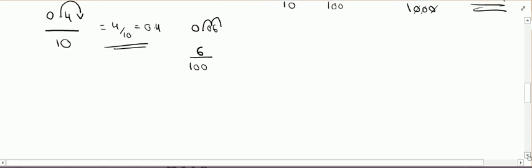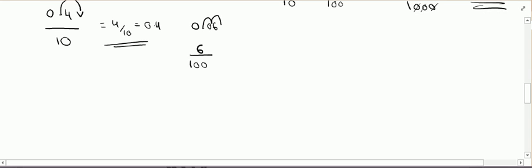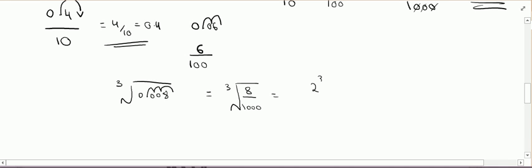Moving on to part B of the same question, which says evaluate the cube root of 0.008. Applying the same decimal rule, if I move the decimal 3 places to the right, I can write it as 8 over 1000 because I have moved 3 places. Cube root: 2 cubed is 8, 2 times 2 is 4, 4 times 2 is 8, and 10 cubed is 1000, since 10 times 10 is 100, and 100 times 10 is 1000.